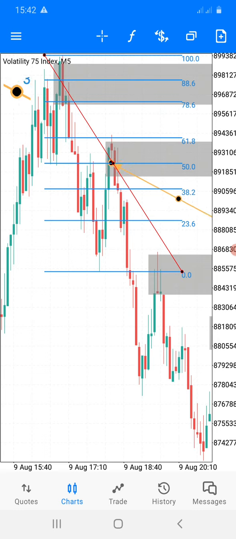Okay, and we said that when we have a pullback that is above the 50 level, which in this downtrend is our premium zone, starting from 50 to 100, then from that level, we begin to look for our entries.